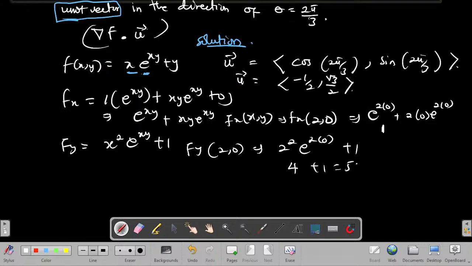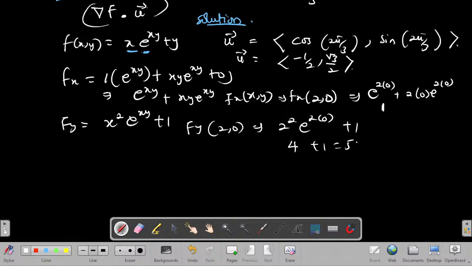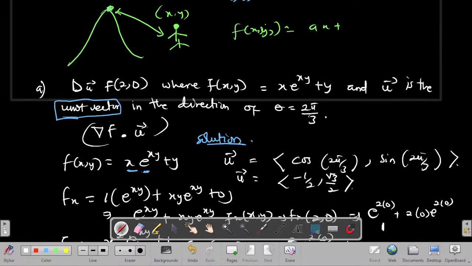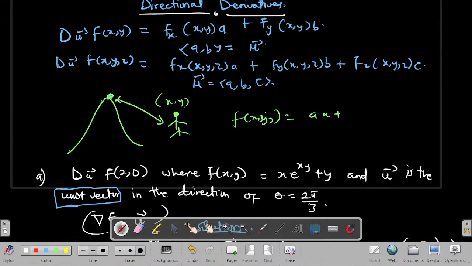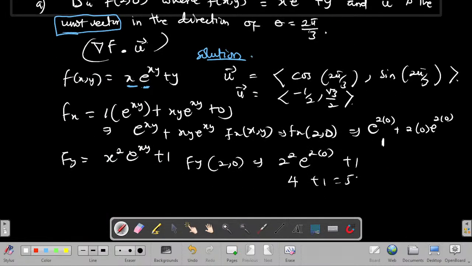1, and the fy of 2, 0 to be 5. Now that we've gotten our partial derivatives and the functional values there, we simply have to do our cross product and we are done. So let's go back to the formula. The formula says you multiply your fx, where you have put the functional value inside, times the first directional number, plus fy times the second directional number. So that's what you're going to do.